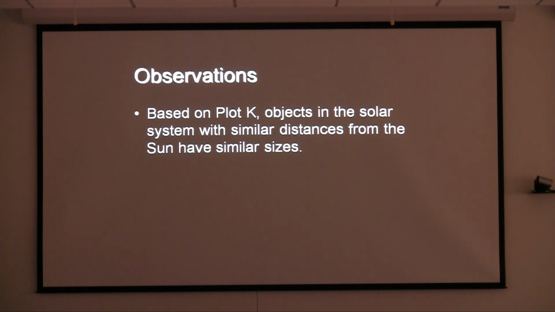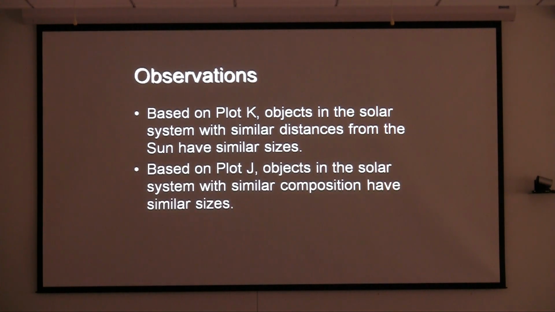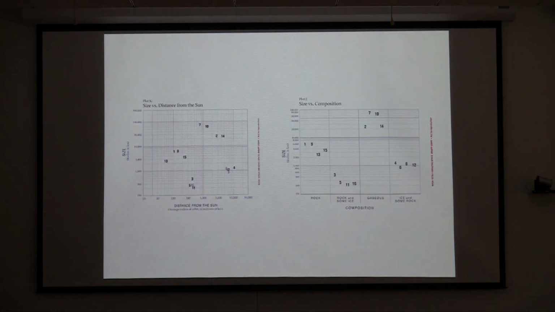Sounds pretty much like what we just said on plot J, doesn't it? What did we say on plot J? Based on plot J, objects in the solar system with similar composition have similar sizes. All right? Isn't that what we said about plot J? Let's take a look at plot K and plot J together. Here we have plot K, here we have plot J. What do you notice?